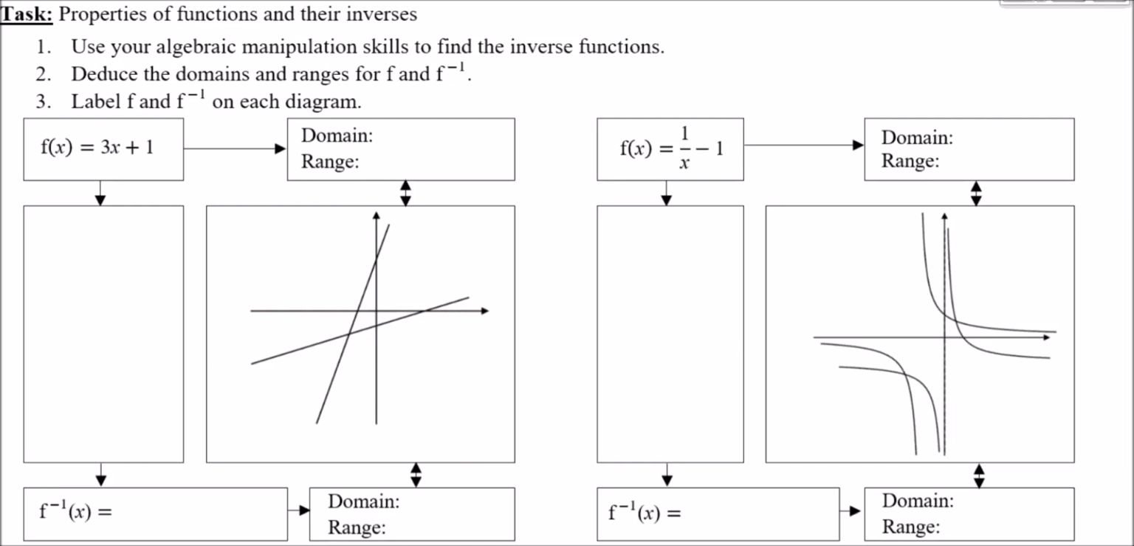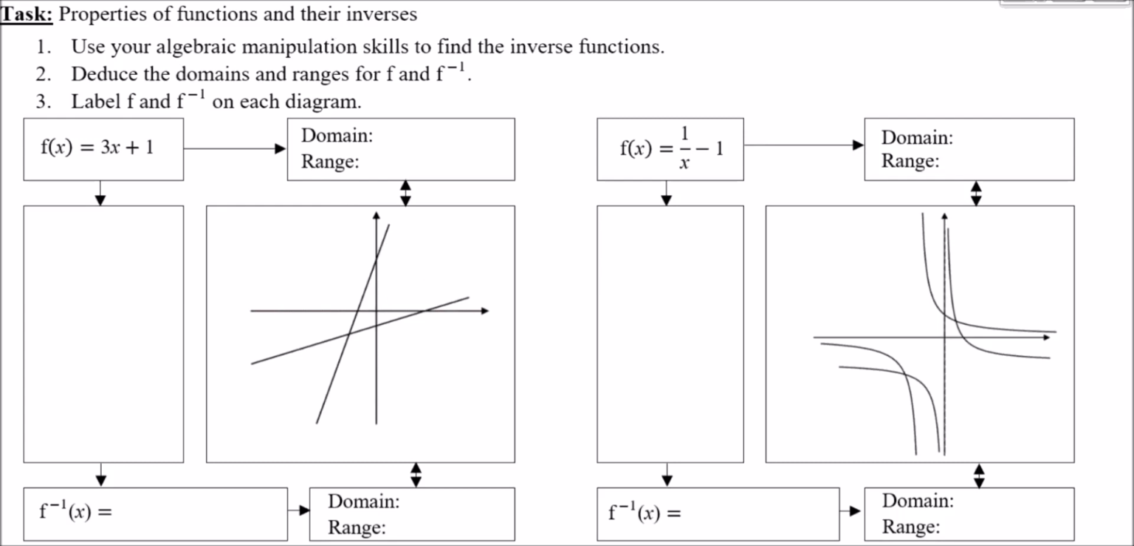Now it's over to you to try this task yourselves. There are 4 different pairs of functions and inverses to work on. For each one, use your algebraic manipulation skills to find the inverse function of each one which is given. The second thing: deduce the domains and ranges for the original function and its inverse. And then finally, label f and f minus 1 on each diagram, so which one's which.